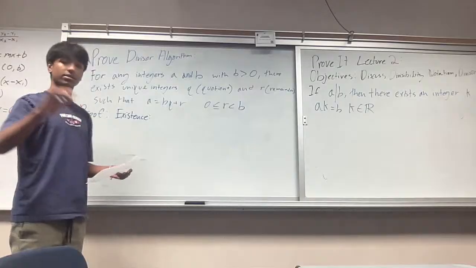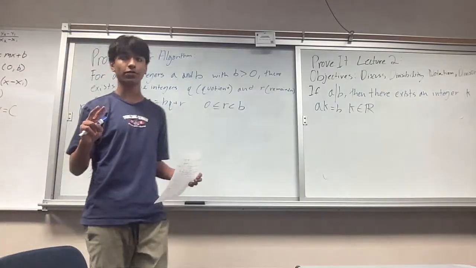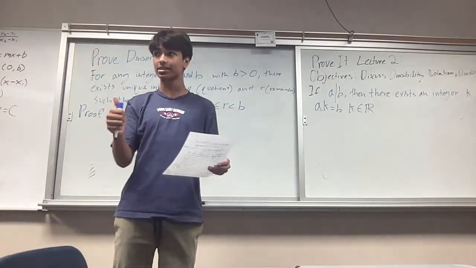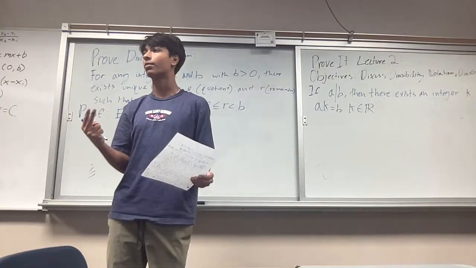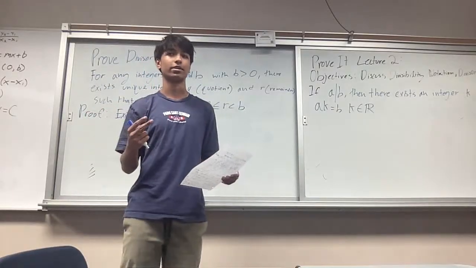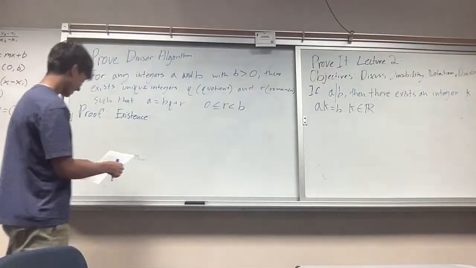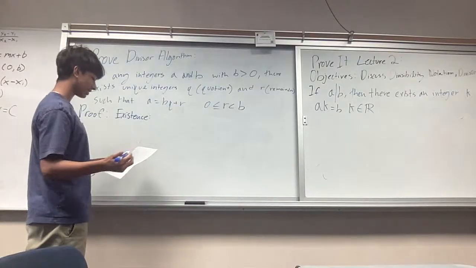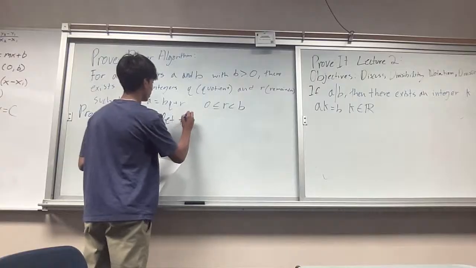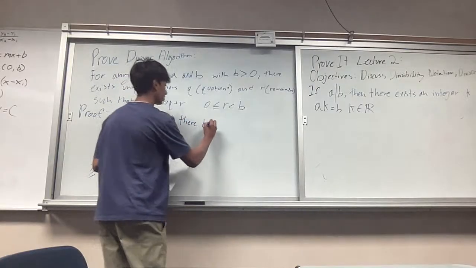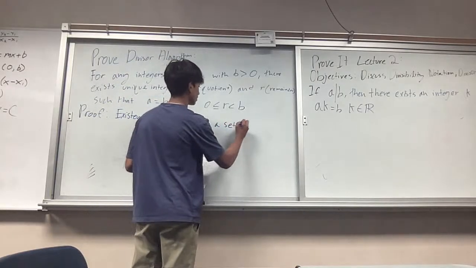All right, there's 2 parts of this proof. We need to prove existence first, and then we need to prove uniqueness. This is very similar to a proof that we did last time, but not really. All right, so proof of existence. Let there be a set S.